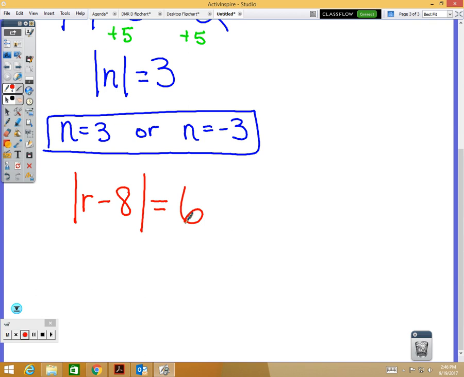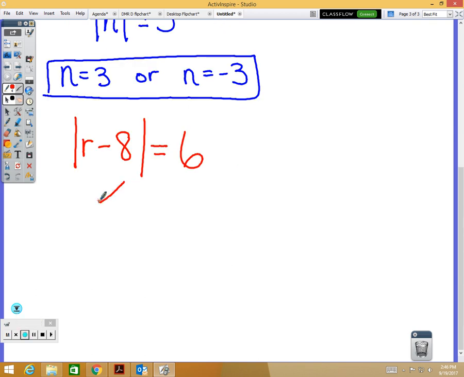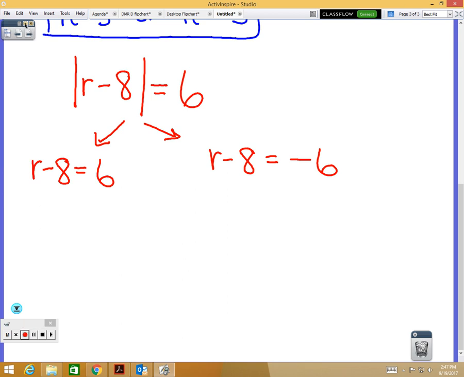So we have to solve this one by saying, all right, well, r minus 8 could equal 6, or r minus 8 could equal negative 6. But then we have to figure out what is r. Okay? So r, if we add 8, r would be 14, or r would be 2.